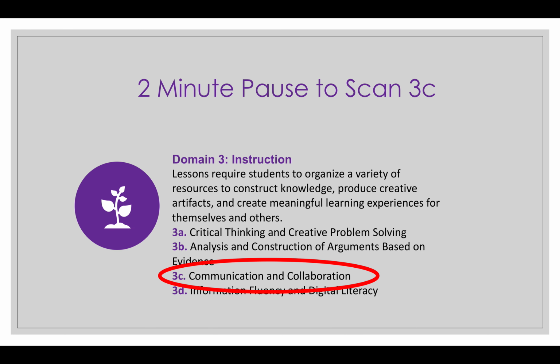We will now pause for 2 minutes for you to scan indicator 3C. Please note any questions, anything that is unclear, and the ways that you're already working towards this indicator in your classroom.